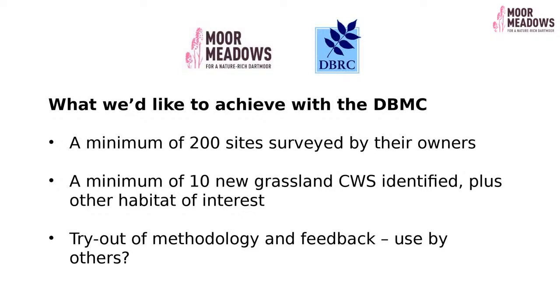Now, we would like to identify a minimum of 10 new county wildlife site grasslands. That would be completely amazing. But also identify other habitat of interest. Of course, meadows don't happen in isolation. If there are areas of scrub or woodland or wetland that are adjacent to the meadows that we find out about, so much the better. If there's species of interest that you know about, even if it's outside of the survey season that you're doing the survey in, so much the better. It's just getting as comprehensive a picture as possible.